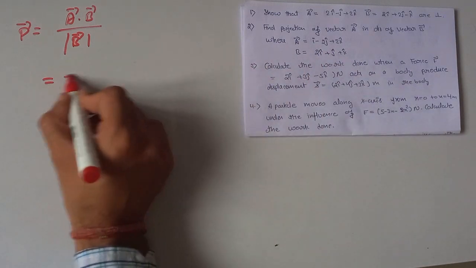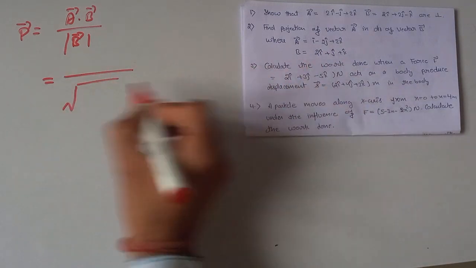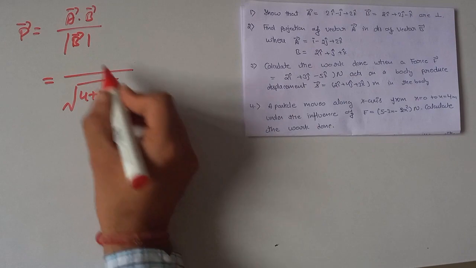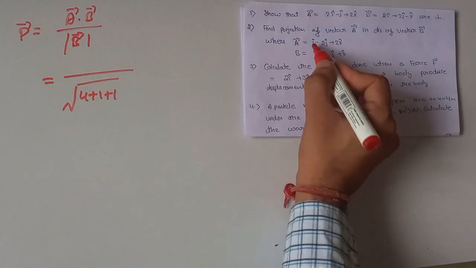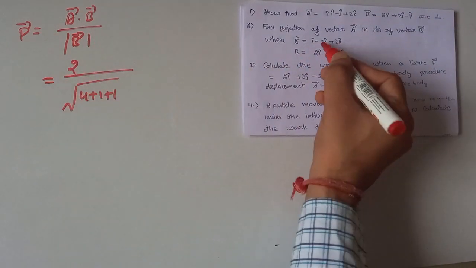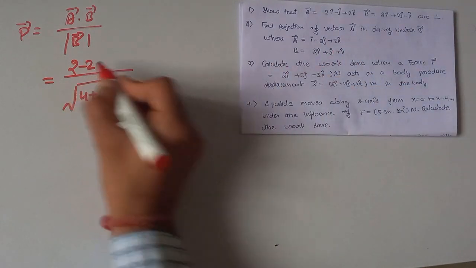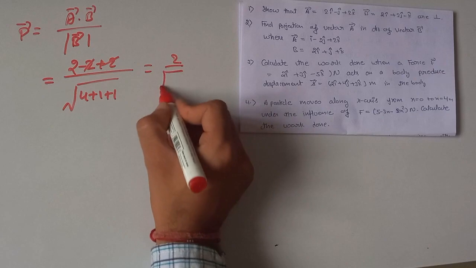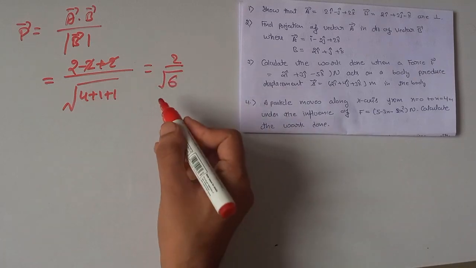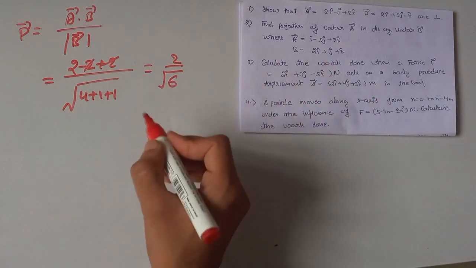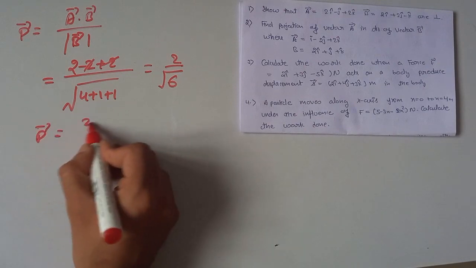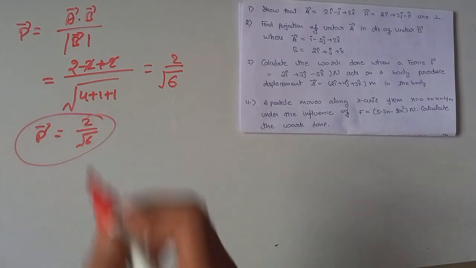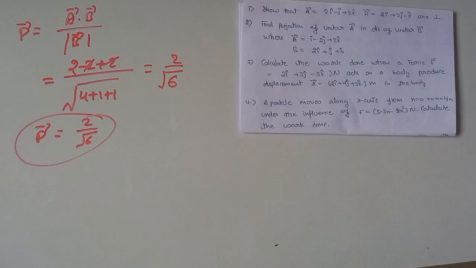and the magnitude of B is root of 2 squared, 4, plus 1. The dot product A dot B is 1 into 2, 2, minus 2, plus 2, the 2s cancel, which is equal to 2 divided by under root of 6. This is the projection of vector A in the direction of B. So the projection P is equal to 2 divided by under root of 6. I hope this numerical is clear to you.